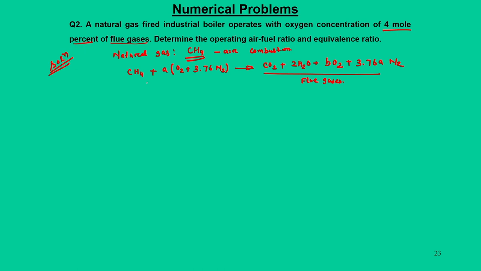Okay. So, if you make this oxygen atom balance, one can write 2A is equal to 2 plus 2 plus twice B. So, this means B is equal to A minus 2. So, one equation we get. The other equation we can say x of O2 is equal to 0.04, and what is this x of O2?